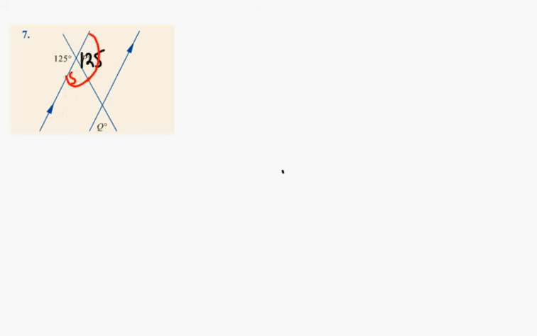Okay, does anybody see a corresponding angle in there? Anybody see an F? Yeah, makes that 100, corresponding, and then that has to add up to 180. Once again, making the Q 55 degrees. Everybody right with that?